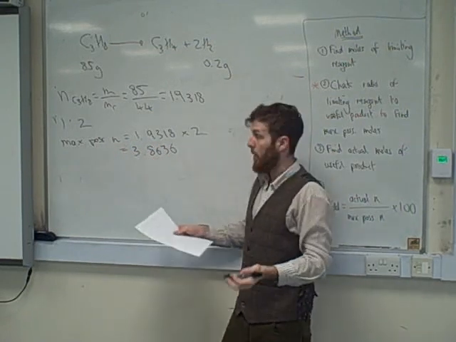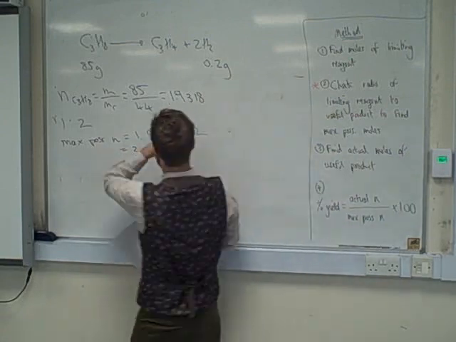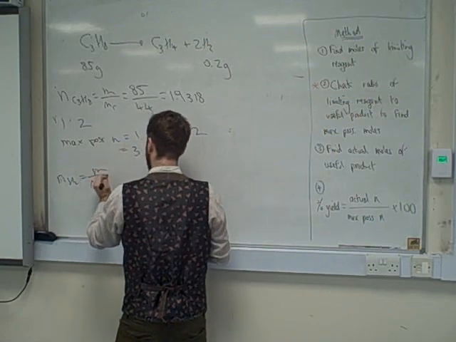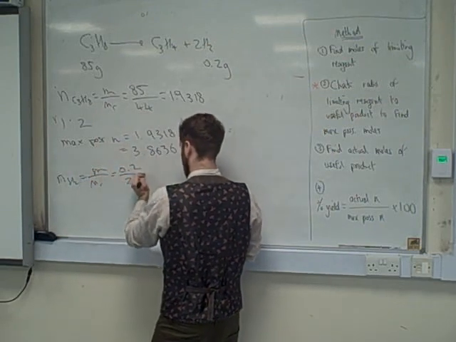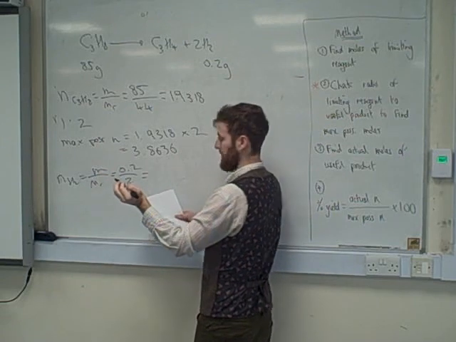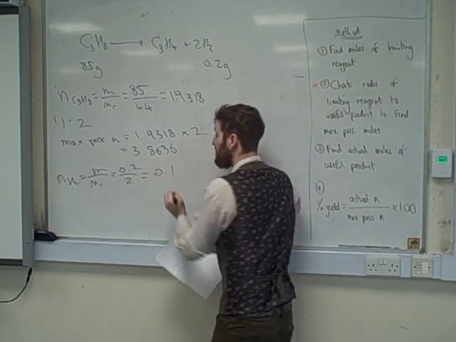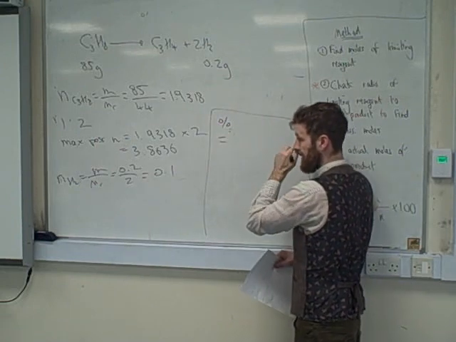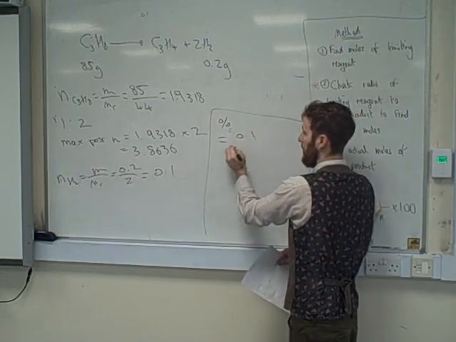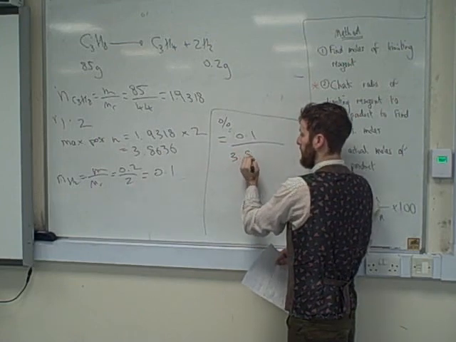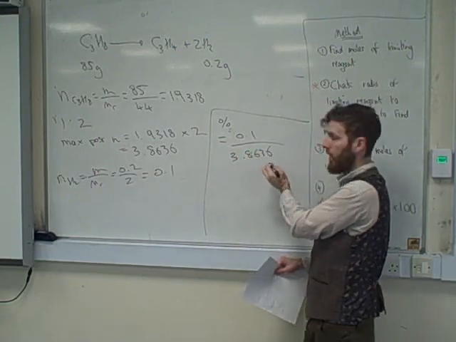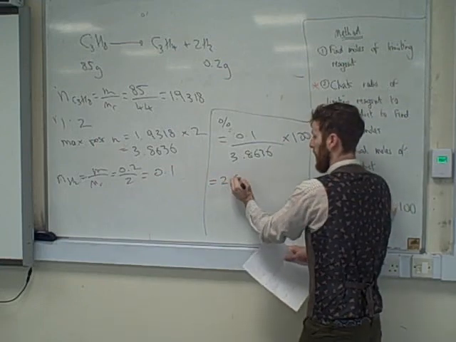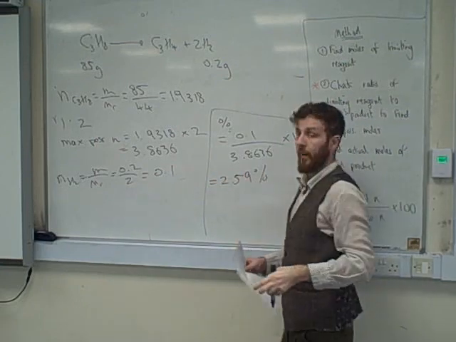Now let's figure out how much we actually ended up with, my actual moles. So moles of H2, mass over Mr, 0.2 over 2, which is, I really shouldn't need to use a calculator for this, 0.1. Again, bang it in the equation, so the percentage is your actual 0.1 over your maximum possible, which should always be the bigger number, times by 100 to get it as a percentage, and we'll end up with 2.59%.